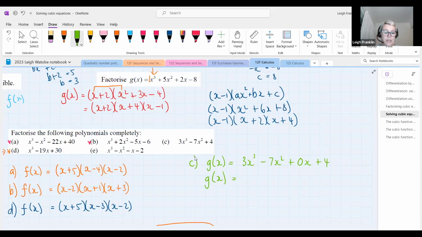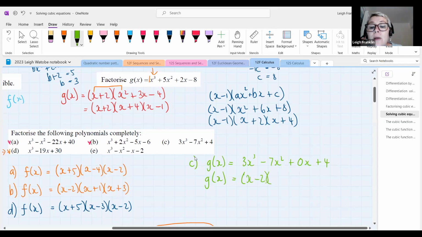Who asked me to do C again? Was it you, Nolutando? Yes, ma'am, it was me. Okay, so what did you get as your linear factor? I got x equals 2. That's perfect. If 2 goes in and gives you 0 as an answer, that means that x minus 2 is a linear factor, isn't it?